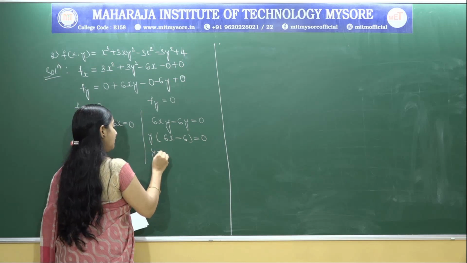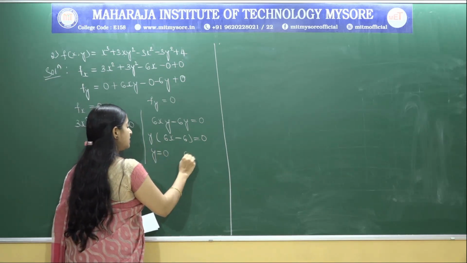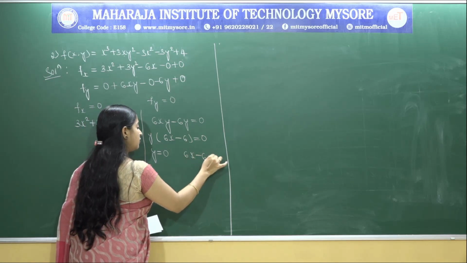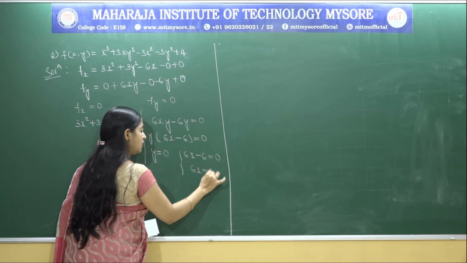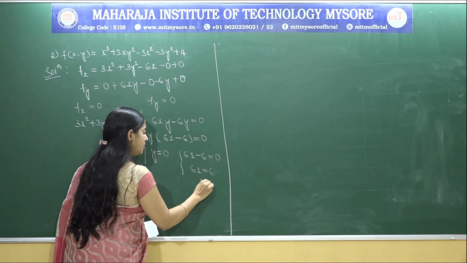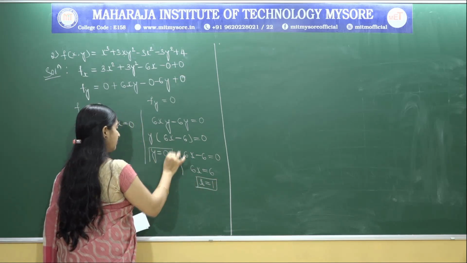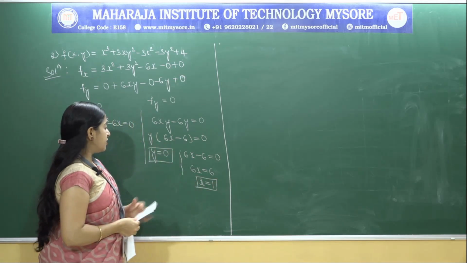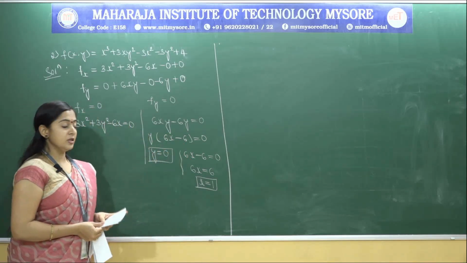Since you have a product, equate the two terms to 0. So 6x minus 6 equals 0, so 6x equals 6, and you will get x equals 1. Then substitute x equal to 1 and y equal to 0 in the first expression, so we will get the other points.